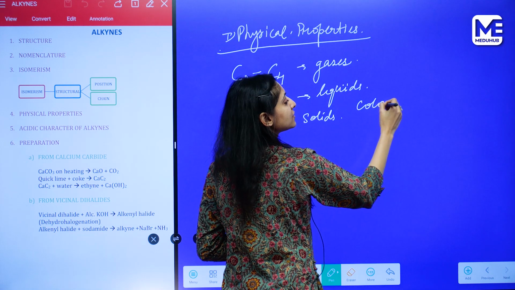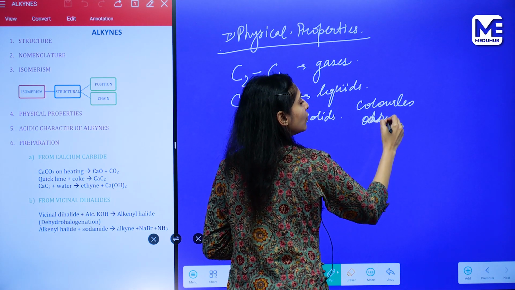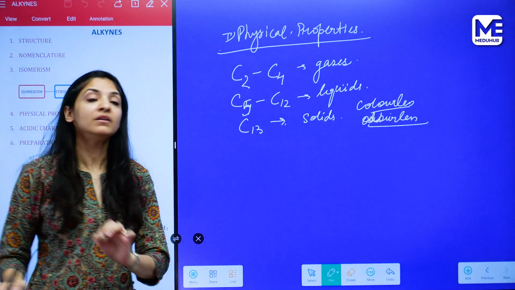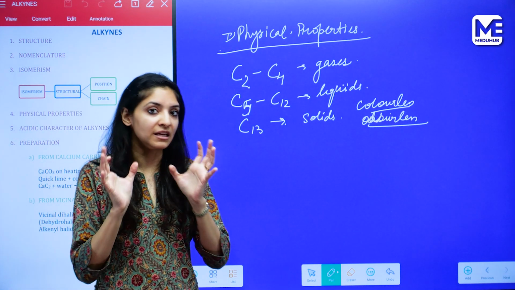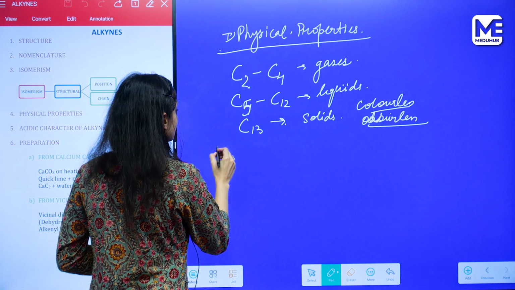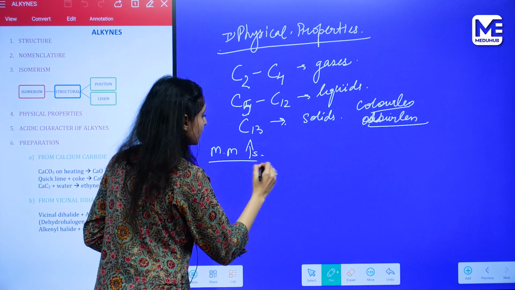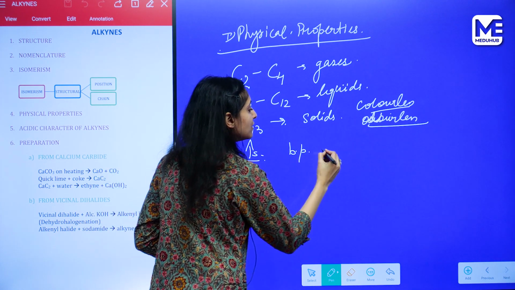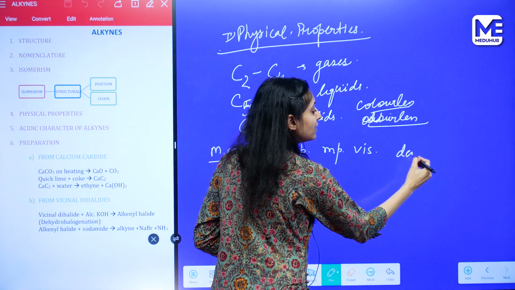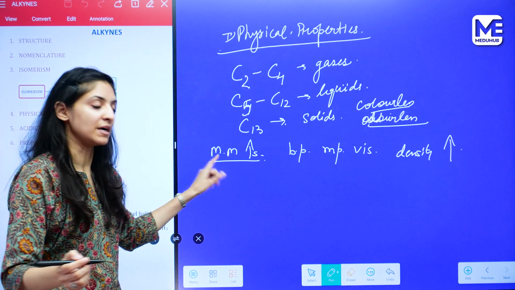They are colorless, odorless. Though the first member, that is ethyne, has an ethereal smell. Rest of them are colorless and odorless. Now, as the molecular mass increases, their boiling point, melting point, viscosity, density, all increase with increase in the molecular mass.